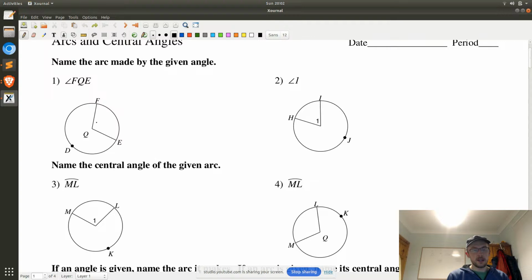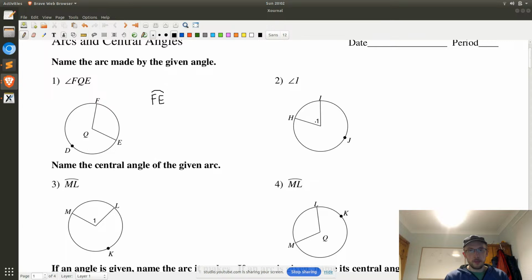However, within these problems, I believe that their convention under the hood is to go clockwise or to default to the sort of non-reflex angle specified by 3 letters. So I'll call this arc FE. And you do sort of an arc symbol above it, just like that. And I check, and that's correct.